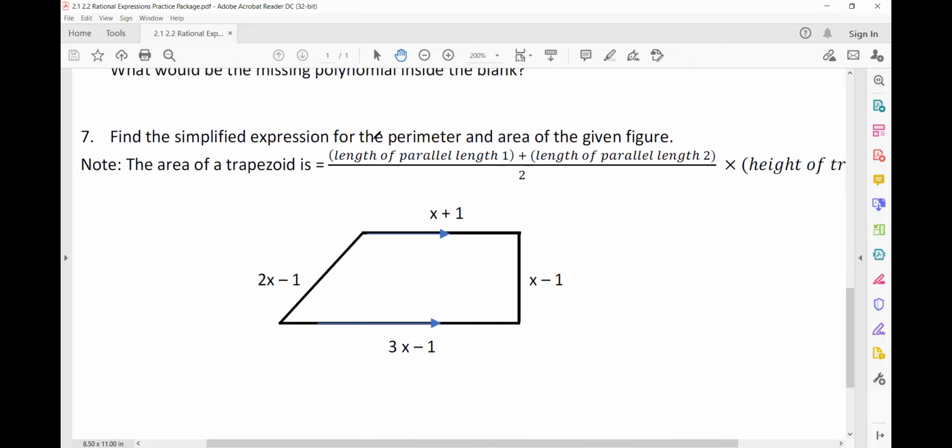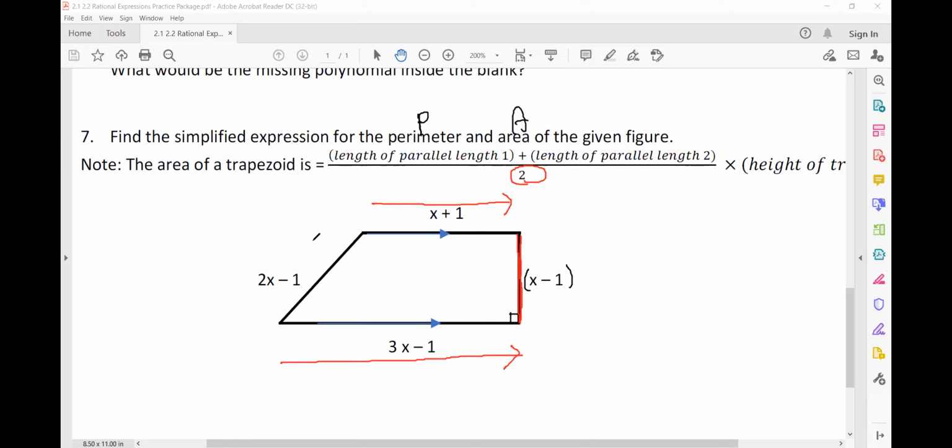Find a simplified expression for the perimeter and the area of a trapezoid. Please note, I forgot to draw this, but you can pretend that this is perfectly vertical, so this can serve as the height. The perimeter of a trapezoid is just adding all 4 sides. The area of a trapezoid is the length of one of the parallel lines plus the length of the other parallel line, and you average it, so you divide that by 2, and that is multiplied by the height.